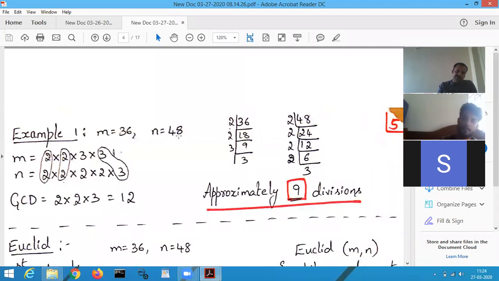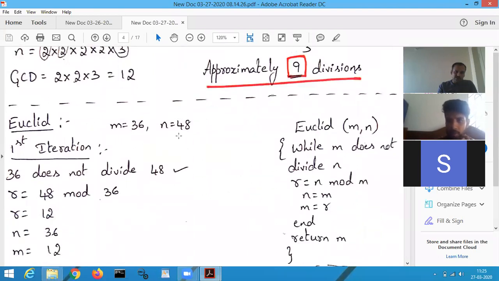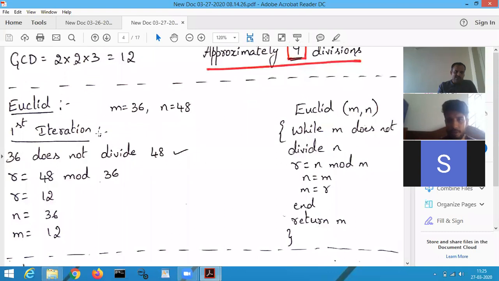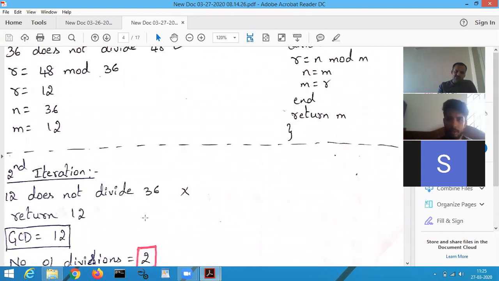Now let us compare the same operations with the Euclid's algorithm. All of you can carefully observe. In the first iteration, checking whether 36 divides 48 is one division. In the second iteration, to terminate the loop, checking whether 12 divides 36 is one more division. Total approximate divisions are 2.